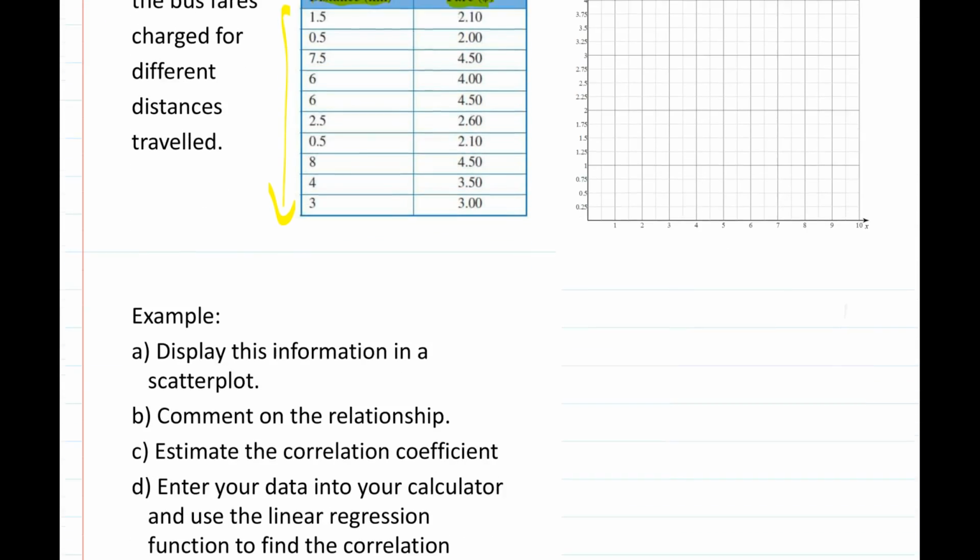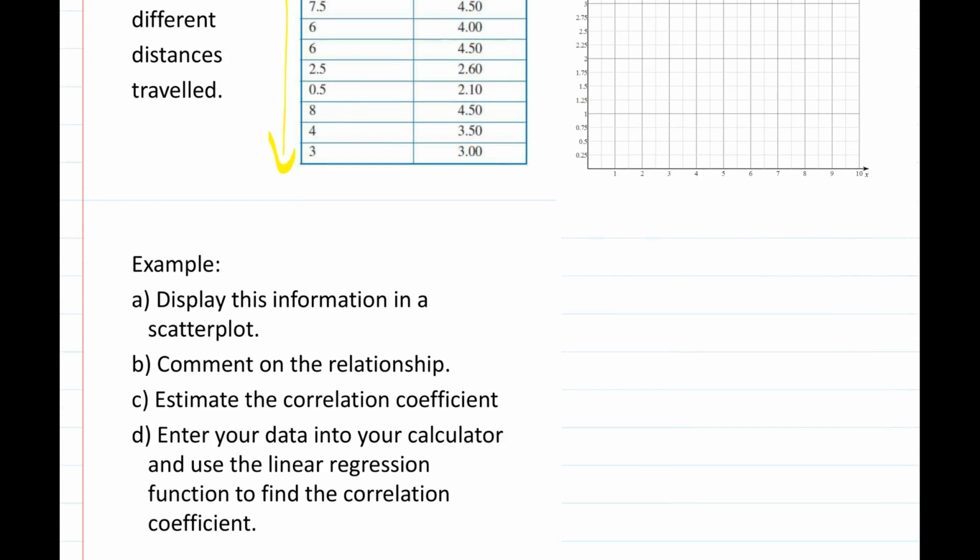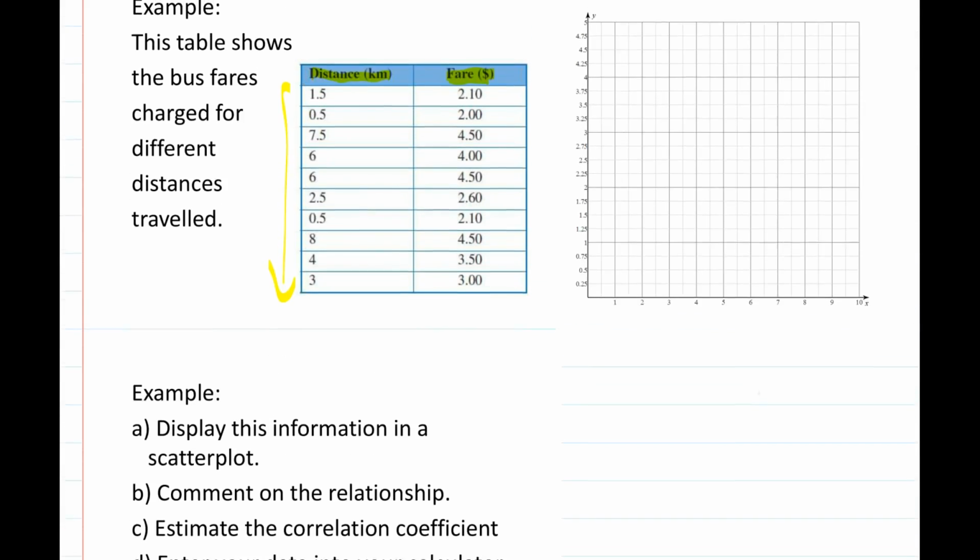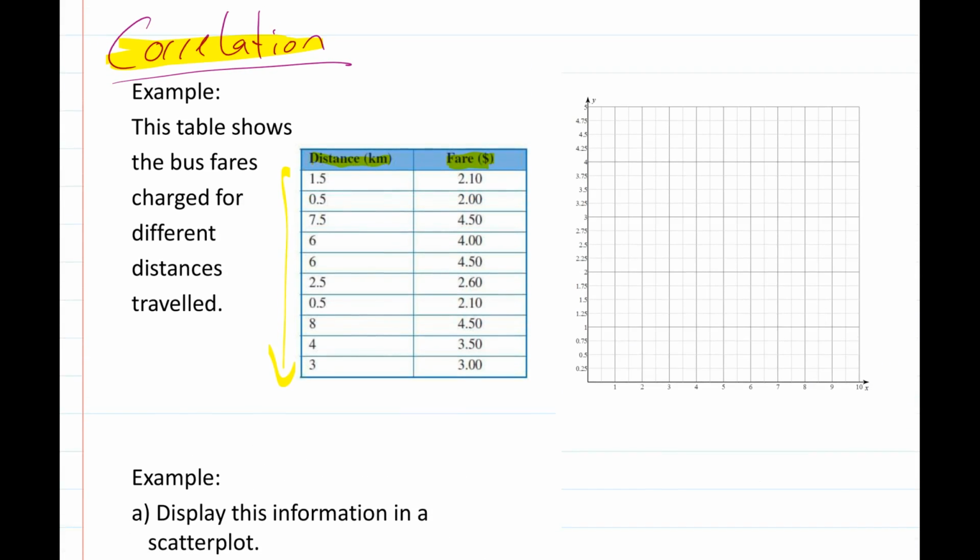Now, our instructions for this are: display this information in a scatter plot, comment on the relationship, estimate the correlation coefficient, and enter your data into your calculator and use it to find the correlation coefficient. So let's do the first thing. Display this information in a scatter plot. Remember that distance and fare combined like that makes an ordered pair. So I'm going to put this on the x-axis and this on the y-axis.